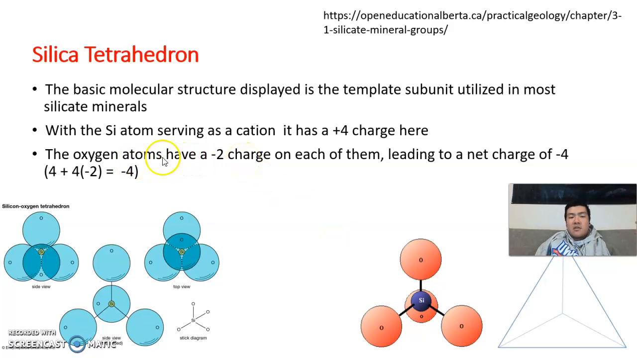Essentially, according to the calculations here, oxygen has its own net charge of -2, and when you have 4 oxygen atoms combined with a +4 net charge from a silicon atom, you end up with a net charge for the molecule of -4.